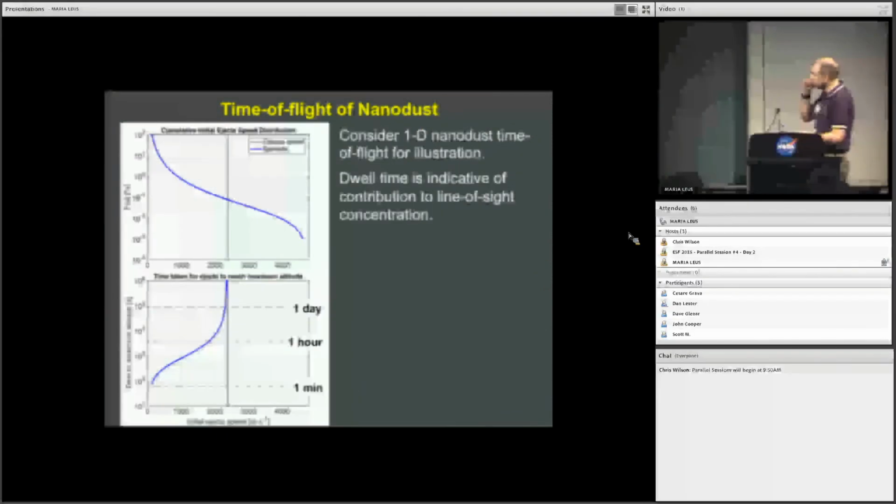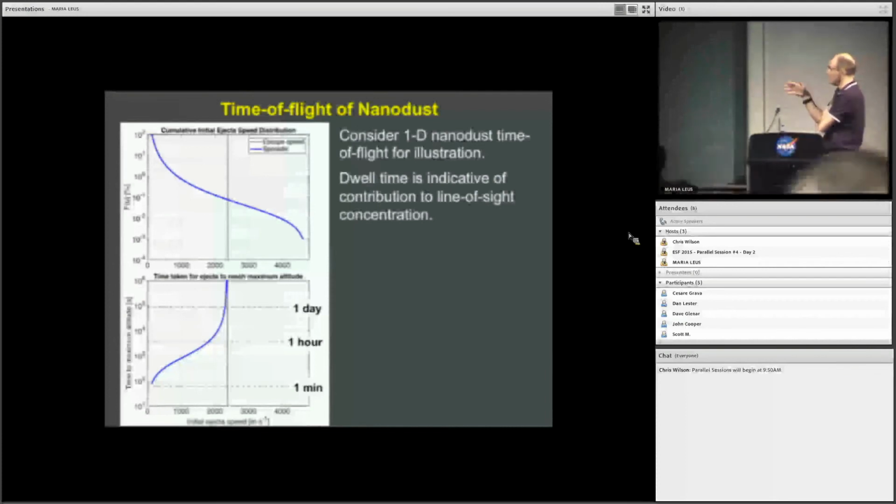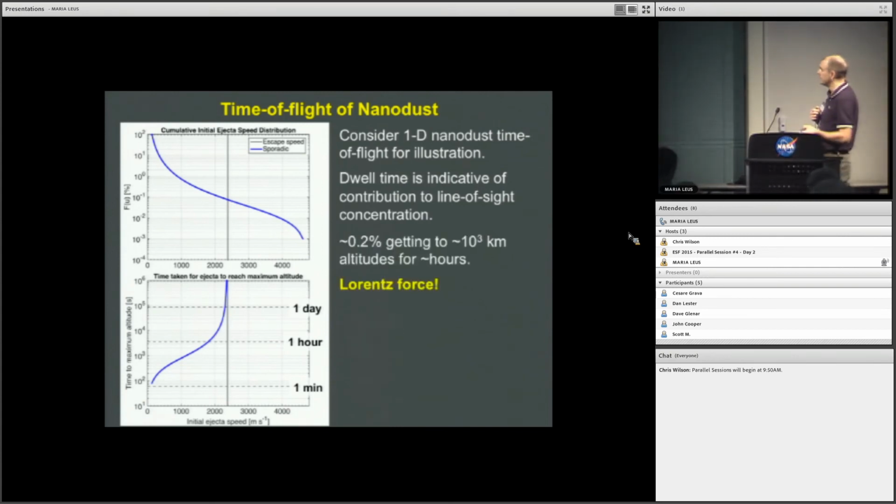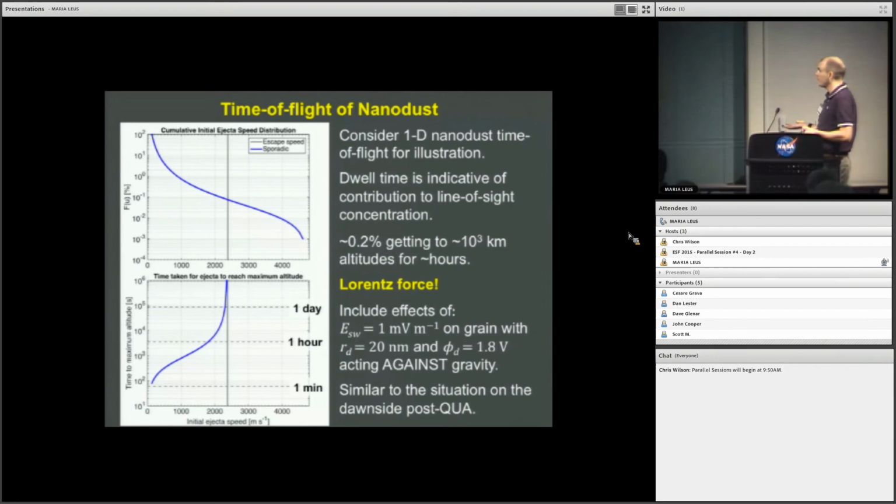Then we consider a 1D nanodust time of flight for illustration. The reason I do this is because the dwell time for the dust in the exosphere is indicative of the contribution to the line of sight concentration, which helps tie into what UVS saw. What we see is that about 0.2% of the ejected dust is getting to about 1,000 kilometers or so, and it's hanging around for timescales of hours. So this immediately suggests that the Lorentz force is going to be important. Okay.